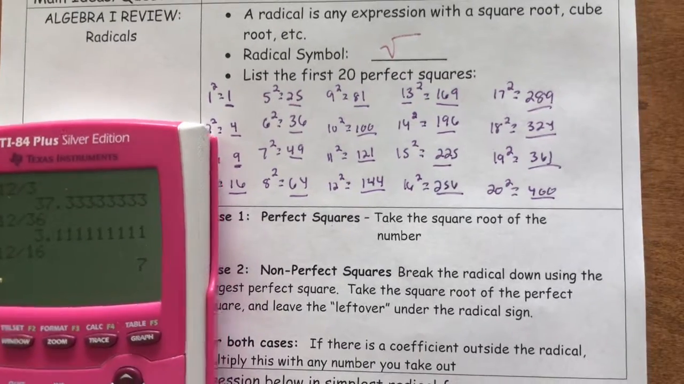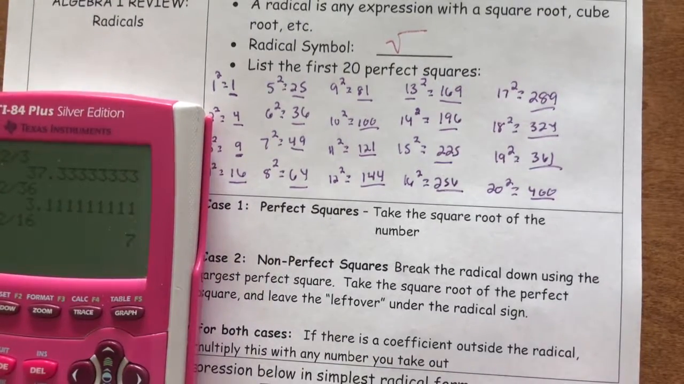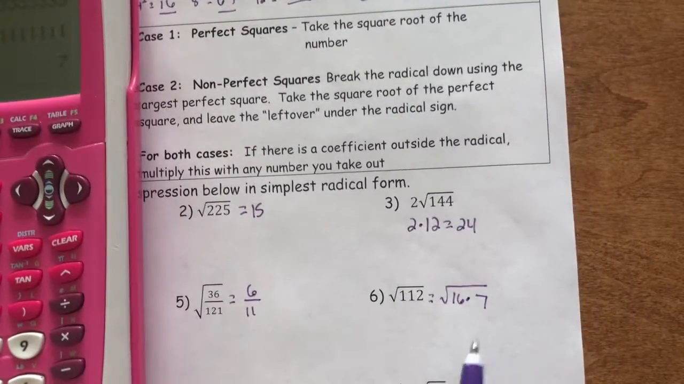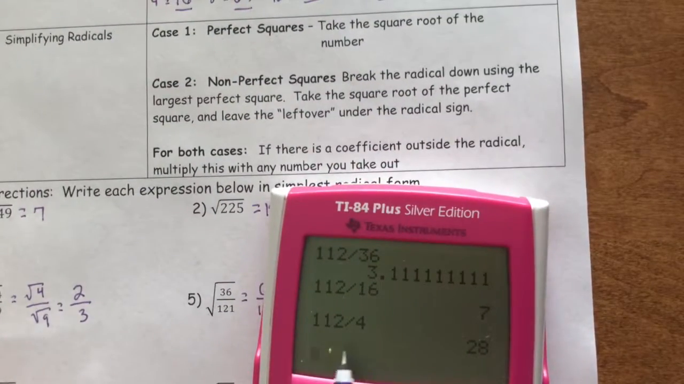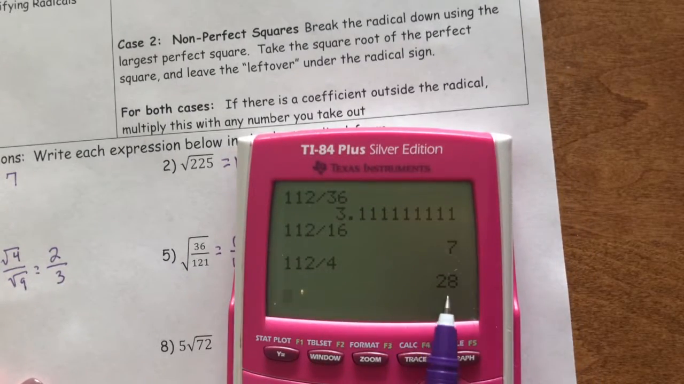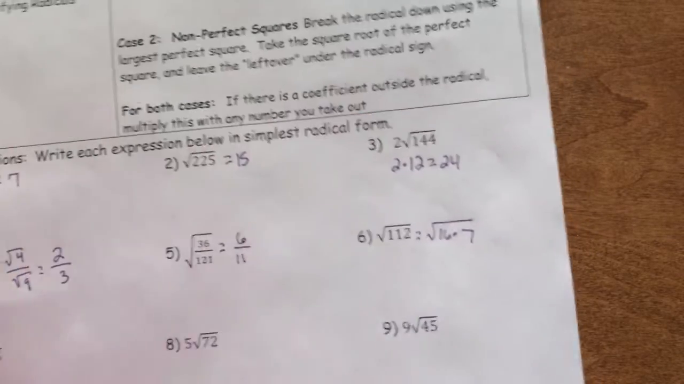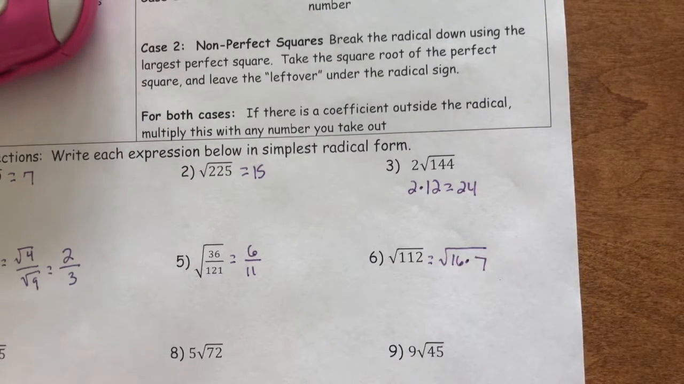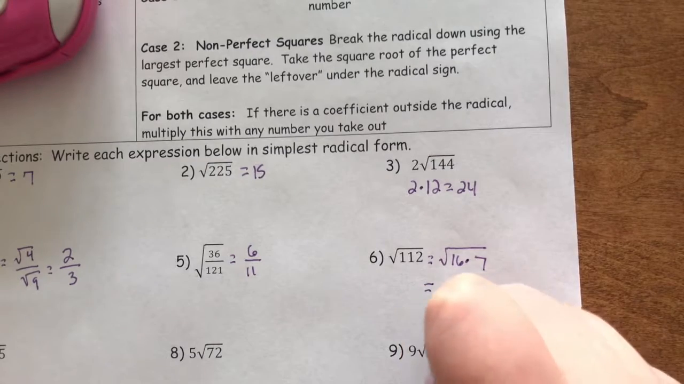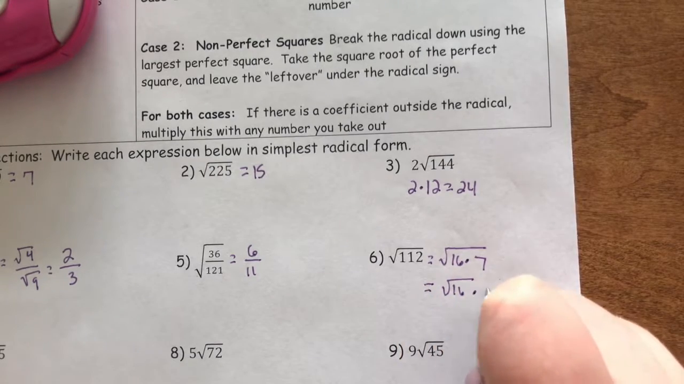Okay? So we can break this down into the square root of 16 times 7. So you find the largest perfect square that goes into that. If you had started at the other end and you started at 1, you would have found 4 goes into it, but you will get 4 goes into it 28 times, and 28 can still be broken down. So that's why you want to start with the largest on the larger end, because this way you'll have to do less work.